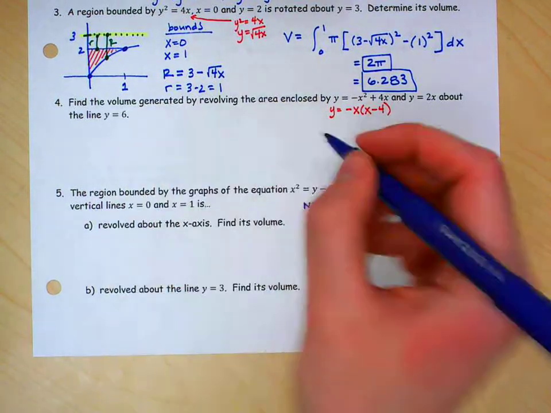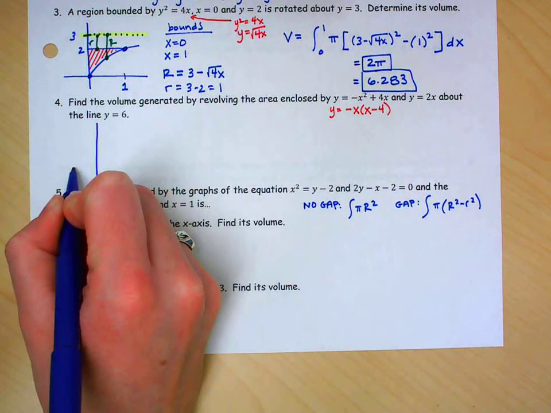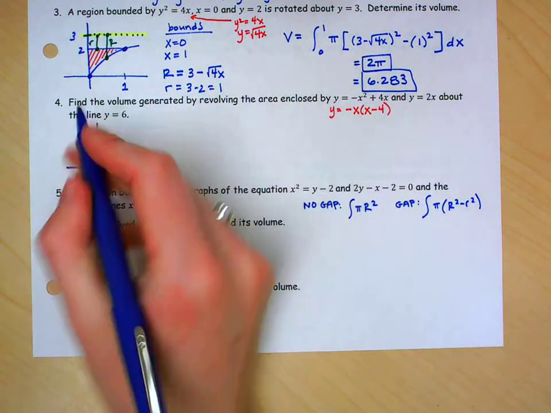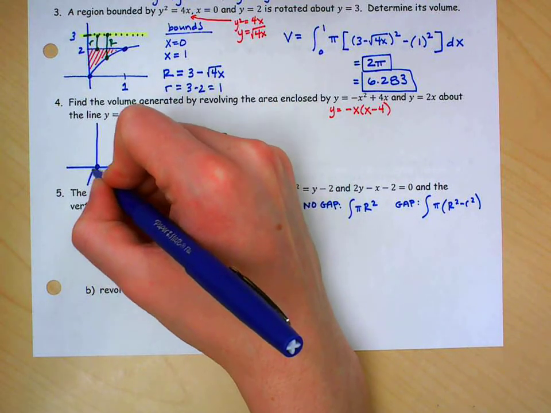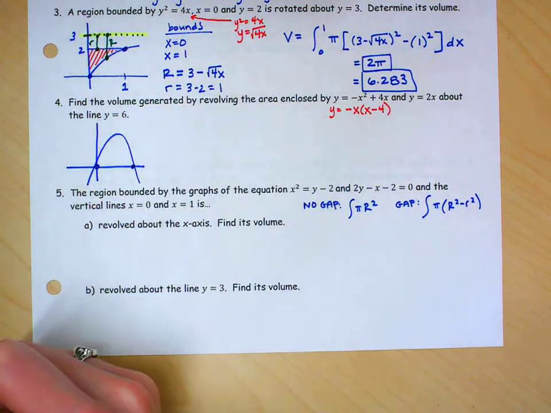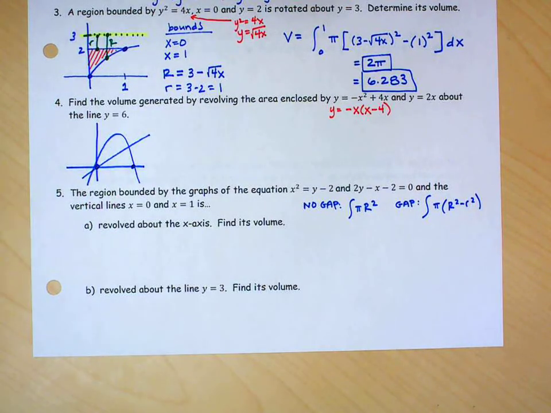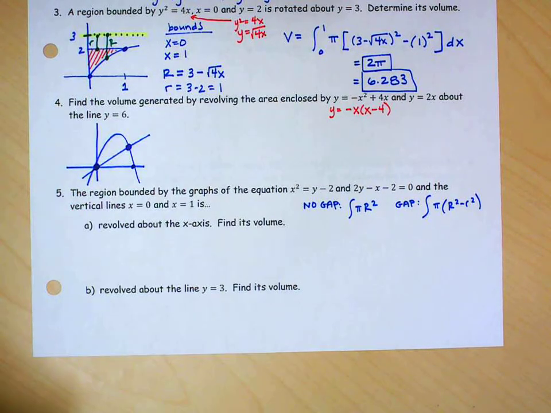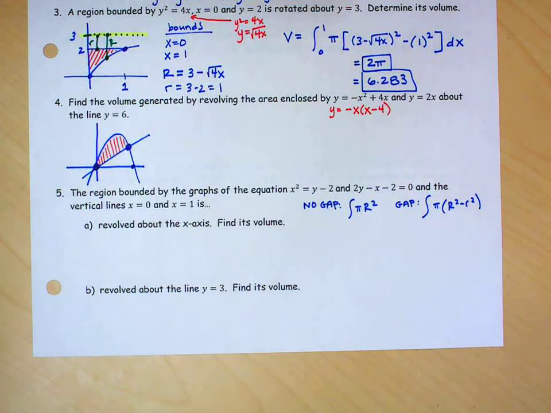So if I were to sketch this real fast, I notice that I have an upside down parabola that's going to be crossing at 0 and 4. And then I also have the line y equals 2x. Now, I don't know exactly where that's going to cross. I don't know if this picture is perfect or not, but I know I have this point here and I have this point here at 0, 0. This is going to be the region enclosed. And we're rotating this around y equals 6.